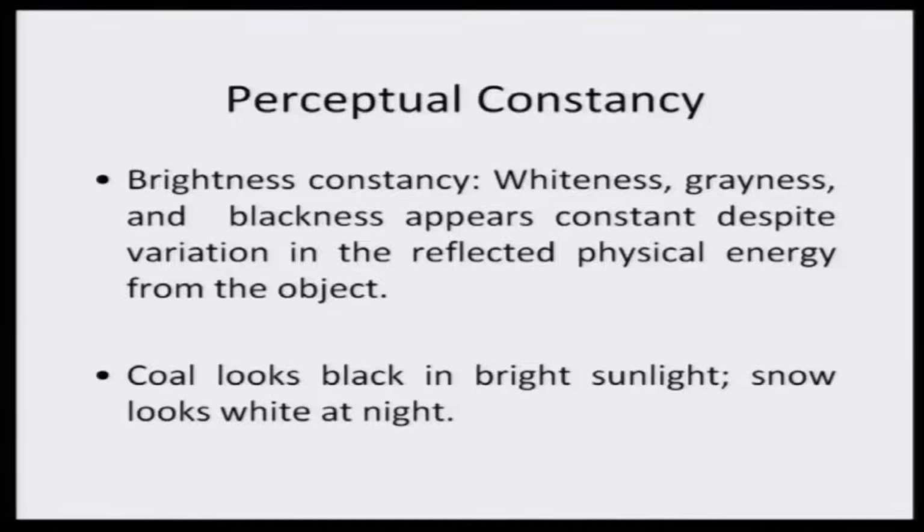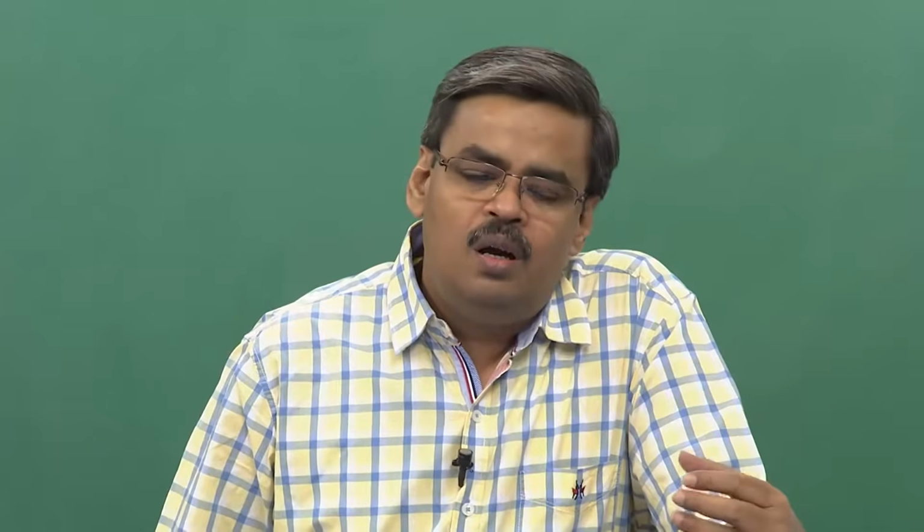We now come to brightness constancy. Whiteness, grayness and blackness appear constant despite variation in the reflected physical energy from the object. This is an interesting truth of the world. When you look at coal, which is black, in bright sun it looks more black compared to when the light is dim, and similarly if you look at snow in the night hours, it looks much more white compared to daylight condition.